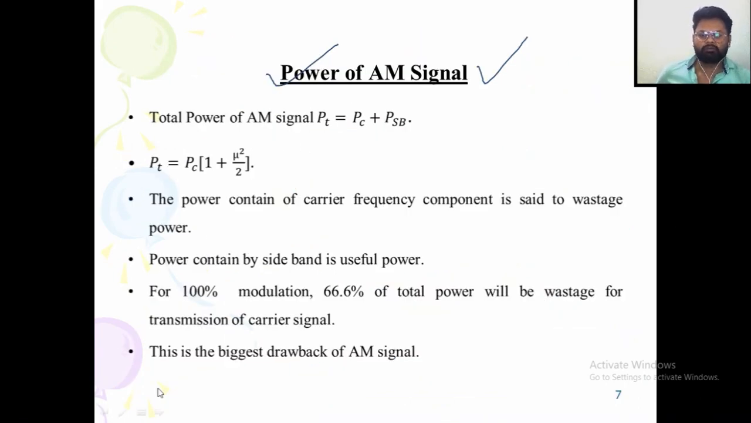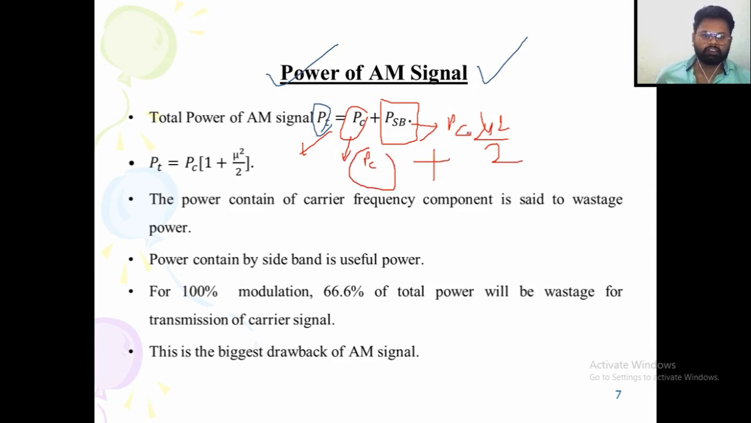As you can see here, the total power of the AM signal can be written as the carrier power plus the sideband power. This one is the carrier, PC, and apart from that, the sideband power, if you calculate, is PC mu square divided by 2. If you add those values, PC plus PC mu square divided by 2, the total power is PC times 1 plus mu square divided by 2. This is the power in terms of the modulation index.